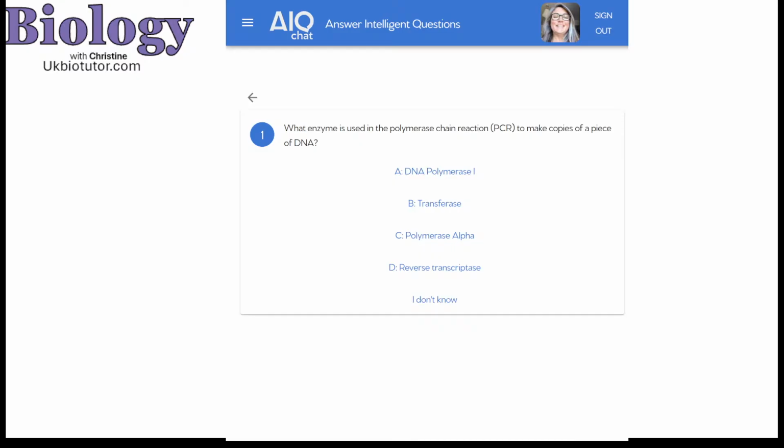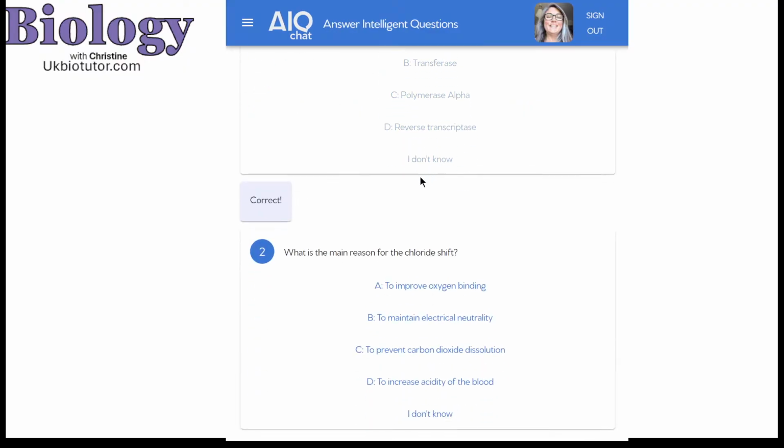So which enzyme is used in a polymerase chain reaction to make a copy of a piece of DNA? We have got DNA polymerase 1, transferase, polymerase alpha, or reverse transcriptase. In this case, I know with polymerase chain reaction, I need DNA polymerase, and it's normally Taq polymerase. And the Taq polymerase is used because it is going to withstand the high temperatures.